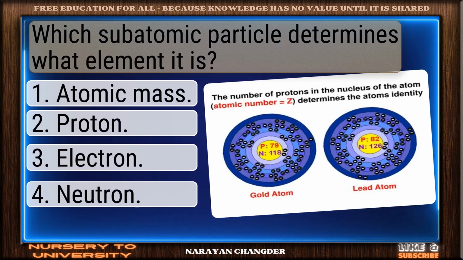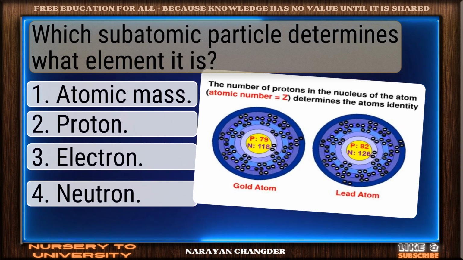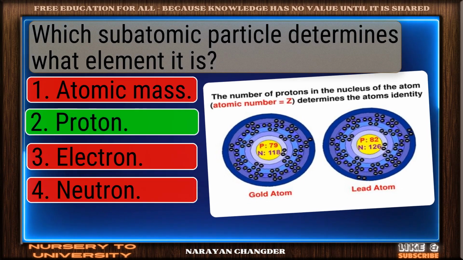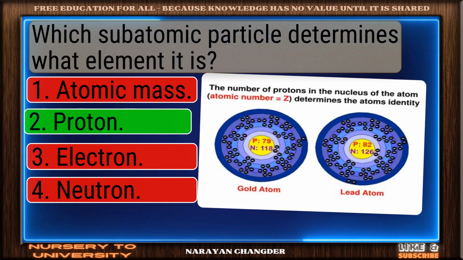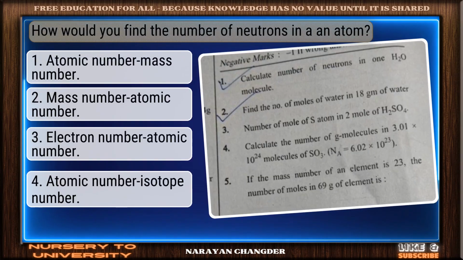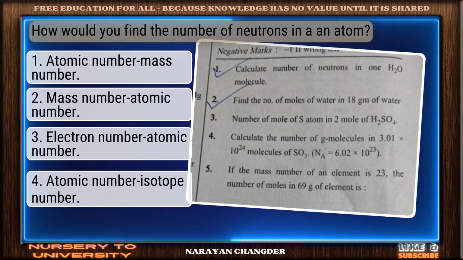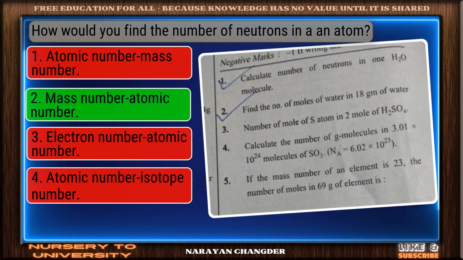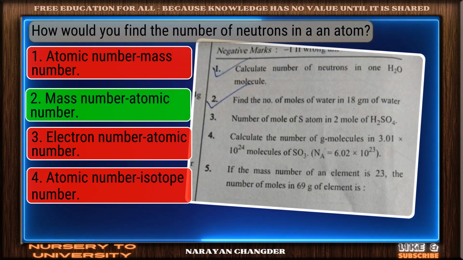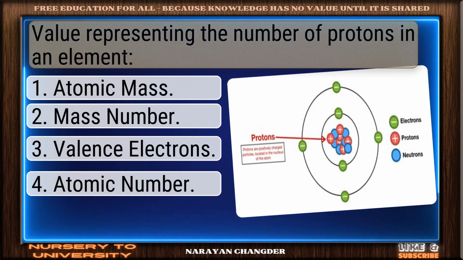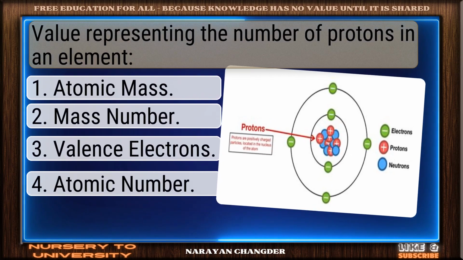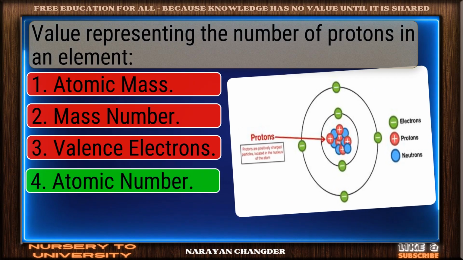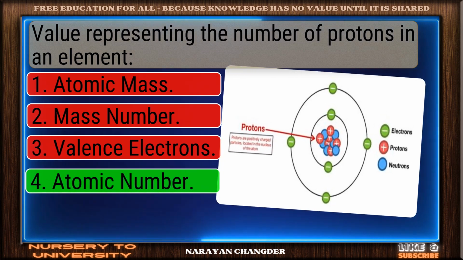Which subatomic particle determines what element it is? Well reasoned. Proton is the correct choice. How would you find the number of neutrons in an atom? Right again. Mass number minus atomic number is a valid answer. Value representing the number of protons in an element. Excellent. Atomic number is a brilliant choice.